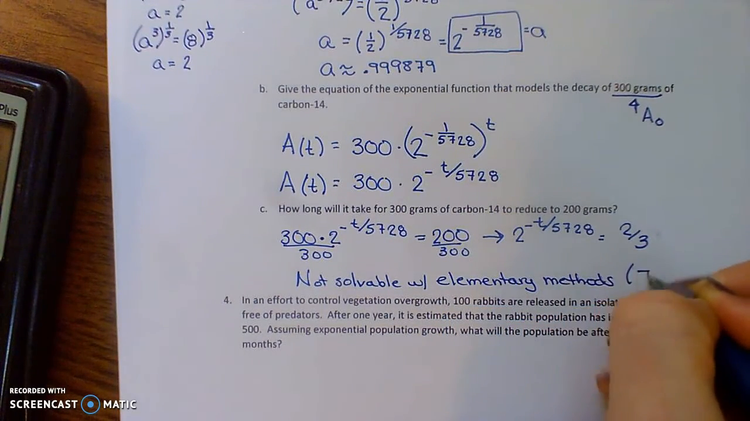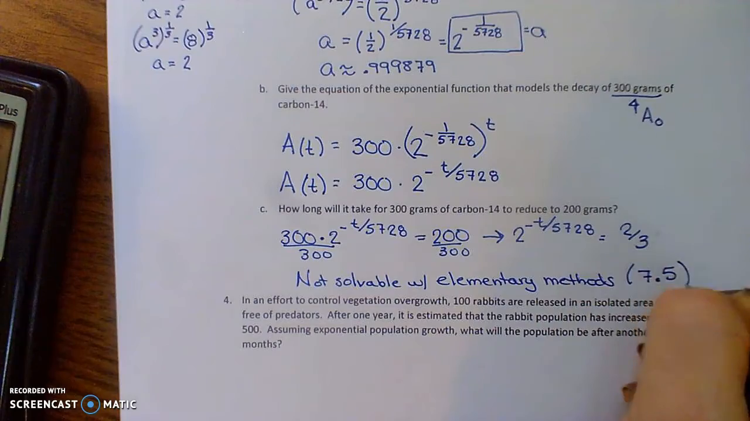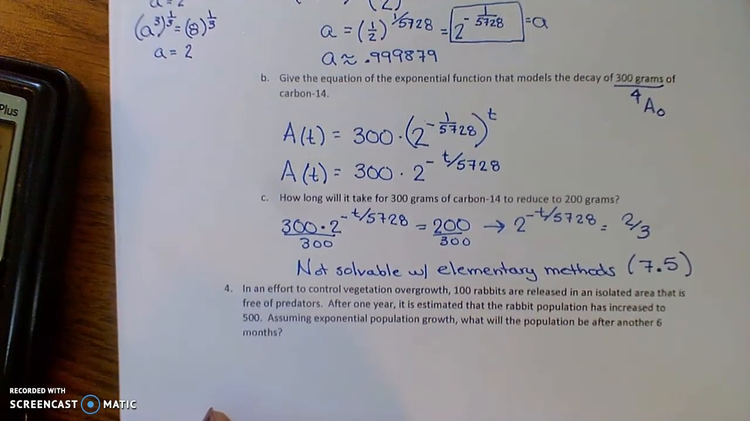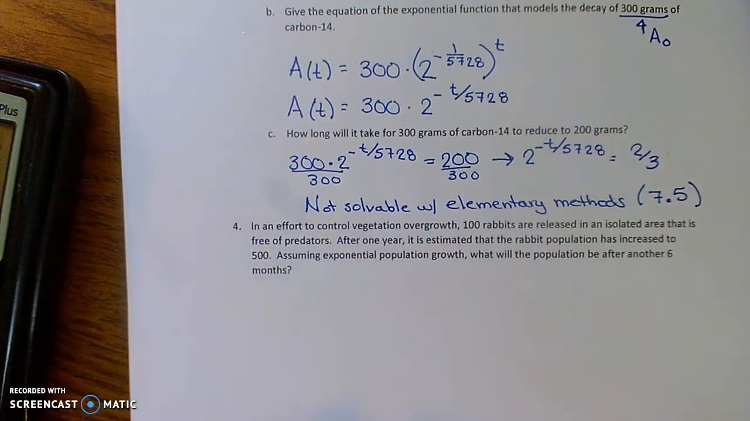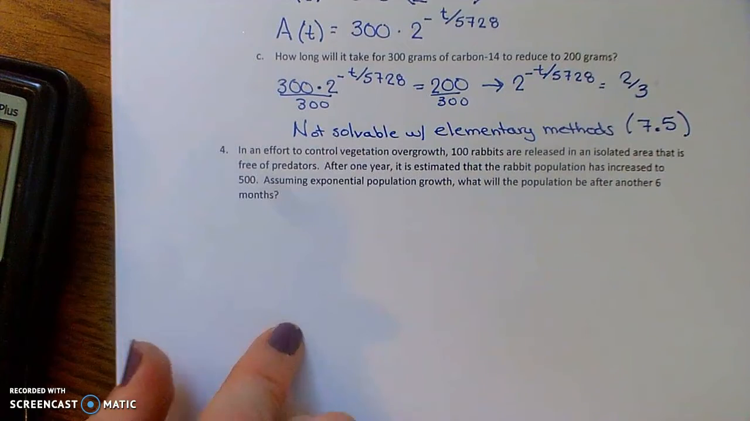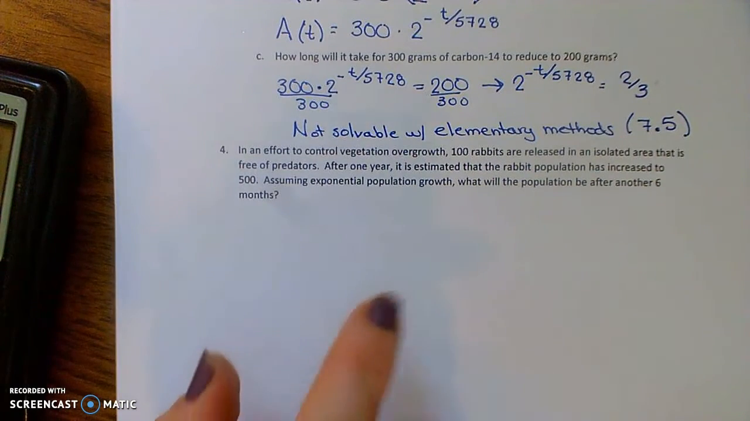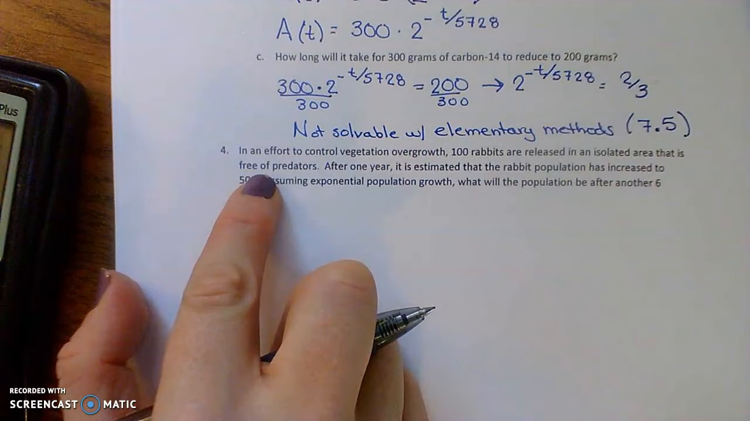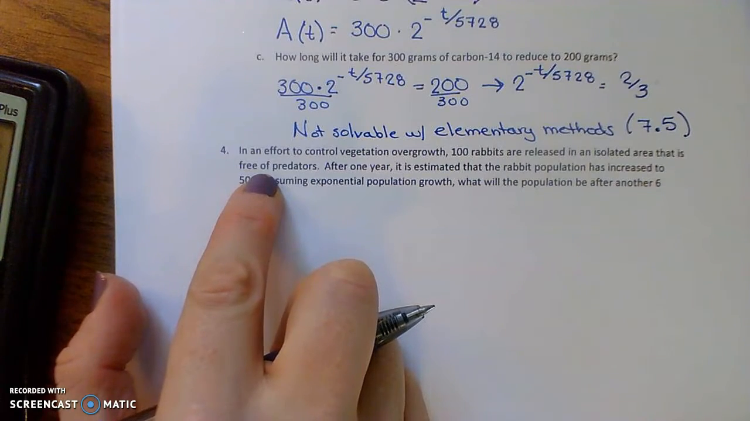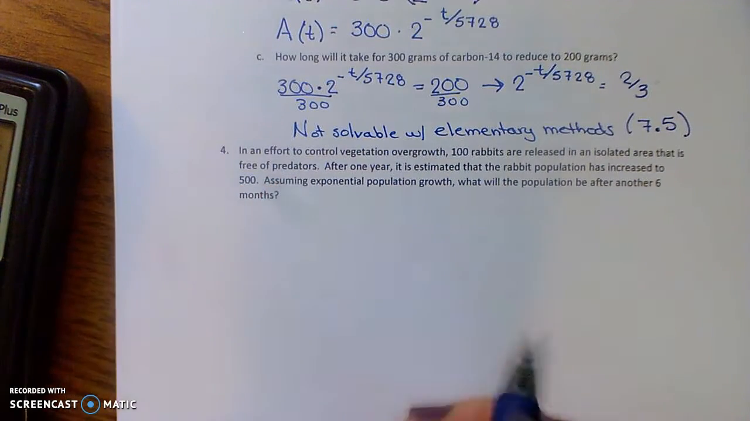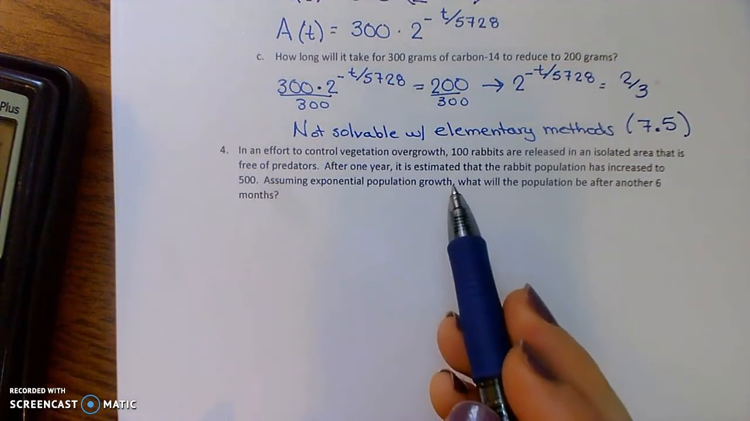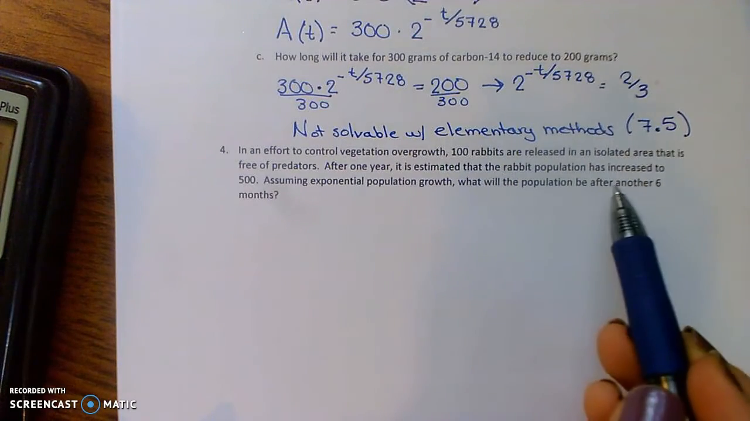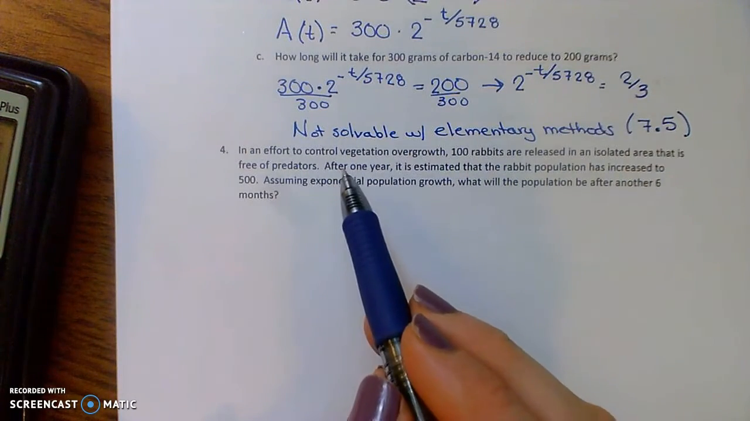So we kind of have to wait until section 7.5 until we can solve this problem all the way. All right, let's move on to this last problem. This is another example where you're going to have to create the equation that you want to use. In an effort to control vegetation overgrowth, 100 rabbits are released in an isolated area that's free of predators.